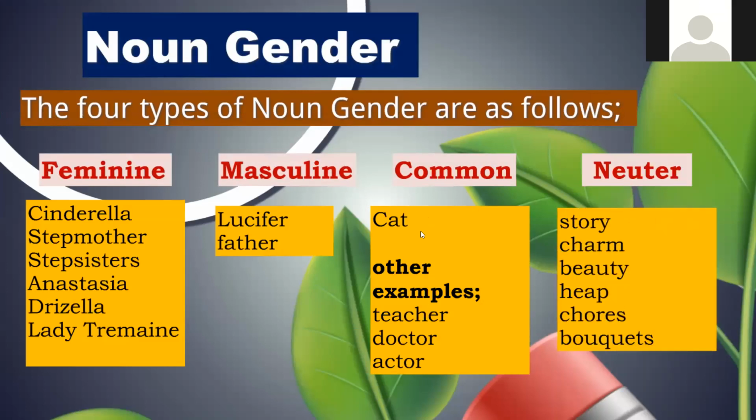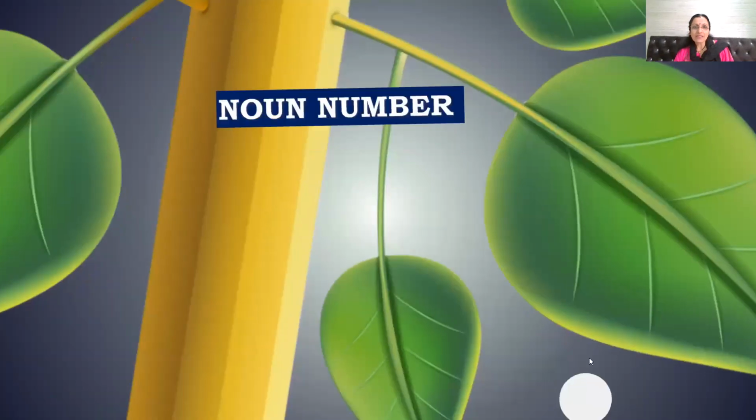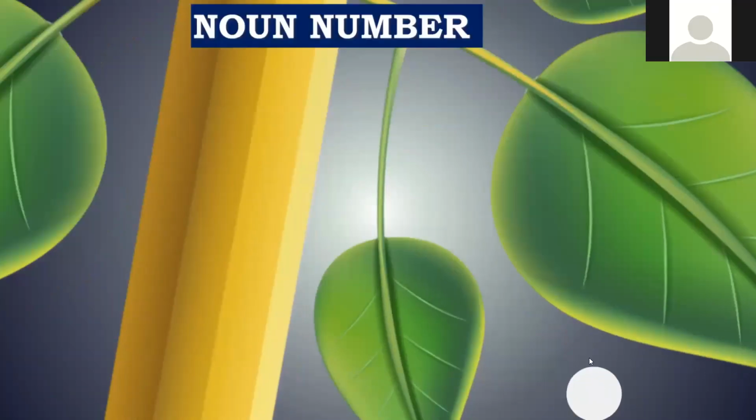See, here common gender: cat, but then other examples are teacher, doctor, actor. Now we no longer say actress. This word has become redundant. We say actor only. If you see most of the news reading now, they say actor so and so, even if it's a girl. So we don't say actress anymore. And that means actor would be considered as neuter.